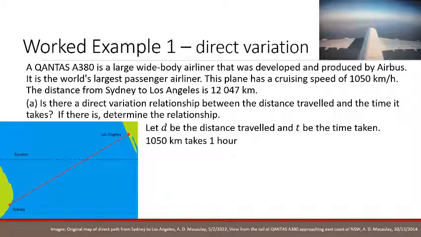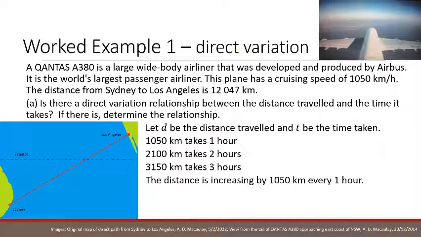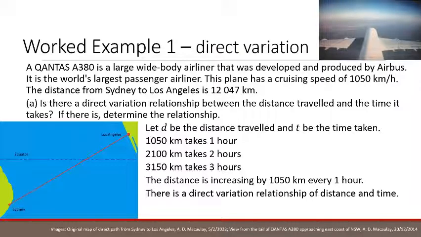Well, 1,050 kilometres takes 1 hour. That's what the cruising speed means. If we add on another 1,050, we get 2,100 kilometres, and that takes 2 hours. Add on another 1,050 to get 3,150 kilometres. That takes 3 hours. So the distance is increasing 1,050 kilometres every 1 hour. This means that there is a direct variation relationship of distance and time. And we can write that as D equals 1050 T.